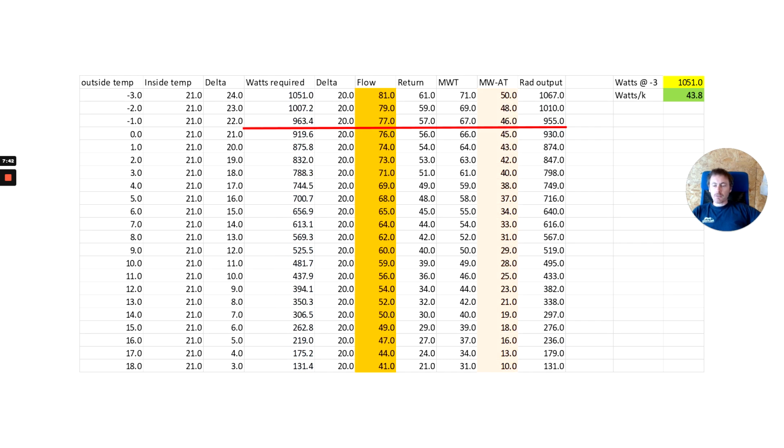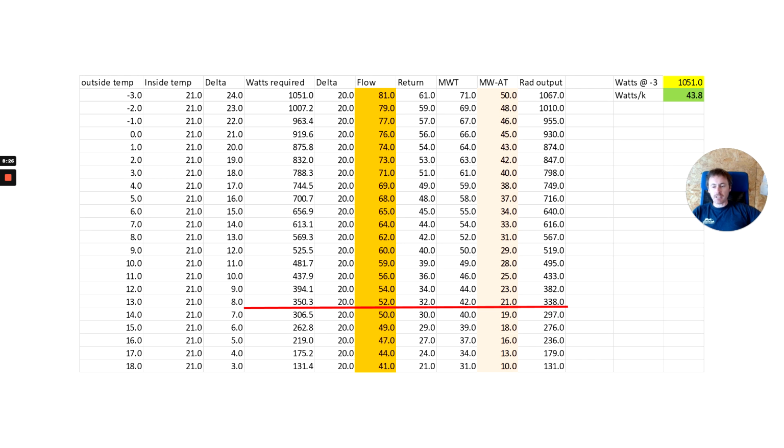So our watts required here, we've got -1, so we need that wattage. So by lowering the flow temperature, I'll just go through this one. We've got the watts required, the flow temperature, the mean water temperature of the radiator, and then the watts output, or the rad output. And you can see more of this on our radiator sizing video. Okay, so we can see our actual watts required is this. By lowering the flow temperature, we've now reduced our mean water temperature, which has reduced our radiator output to almost match what we're losing. Same with this, 9 degrees outside, you can see the wattage required. You can see by lowering the flow, we've actually decreased the output of the radiator, matching what we're losing.